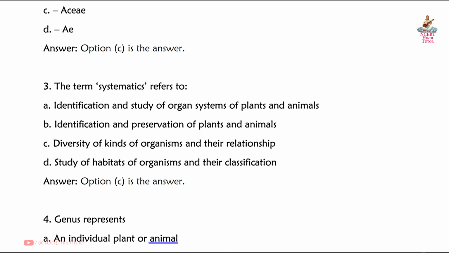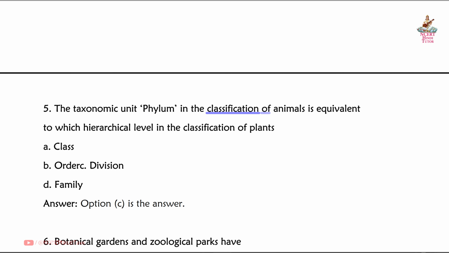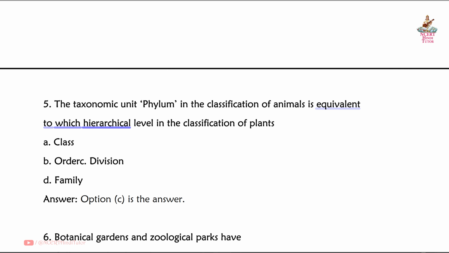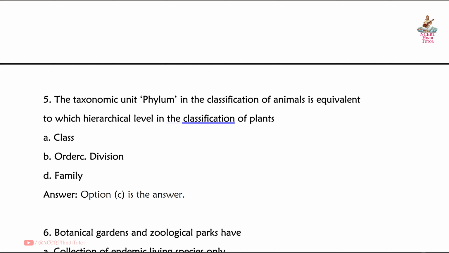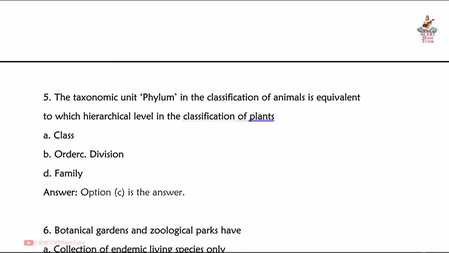5. The taxonomic unit phylum in the classification of animals is equivalent to which hierarchical level in the classification of plants? A. Class. B. Order. C. Division. D. Family. Answer, option C, is the answer.